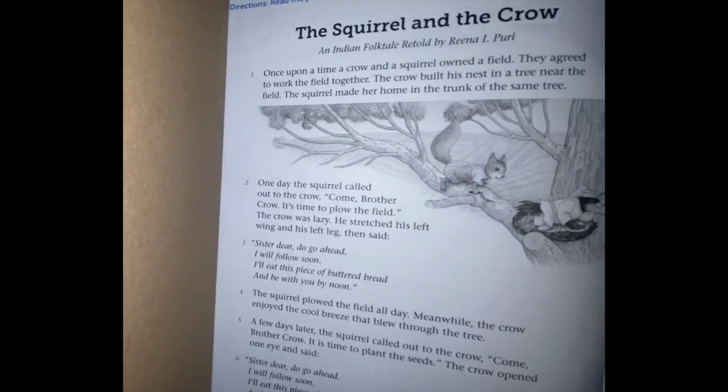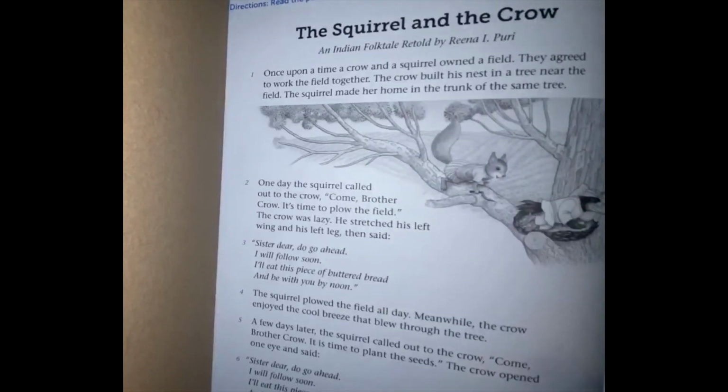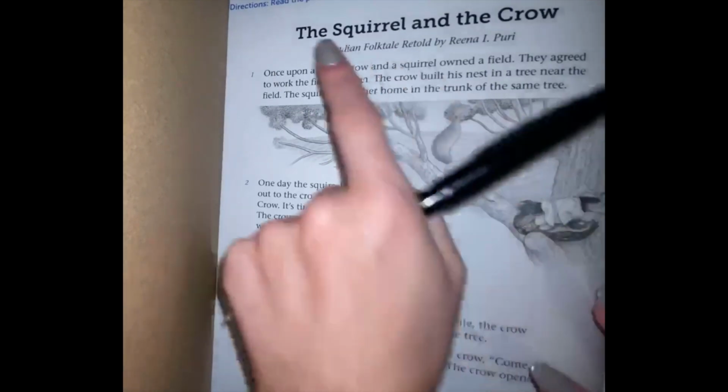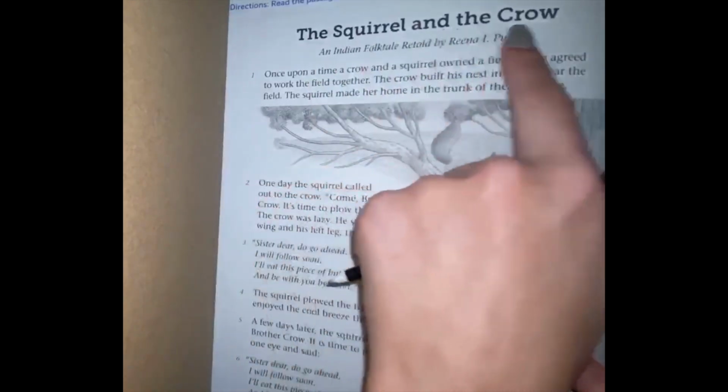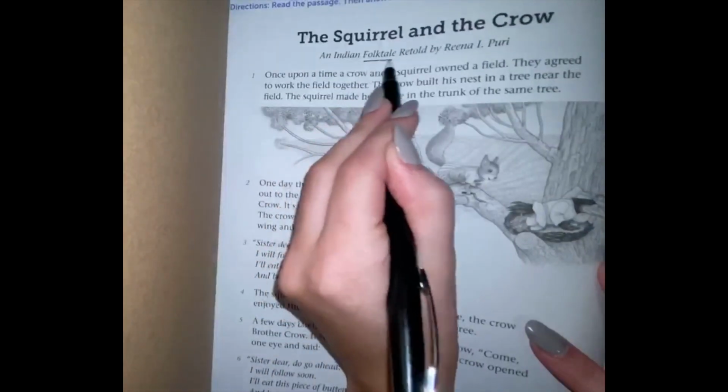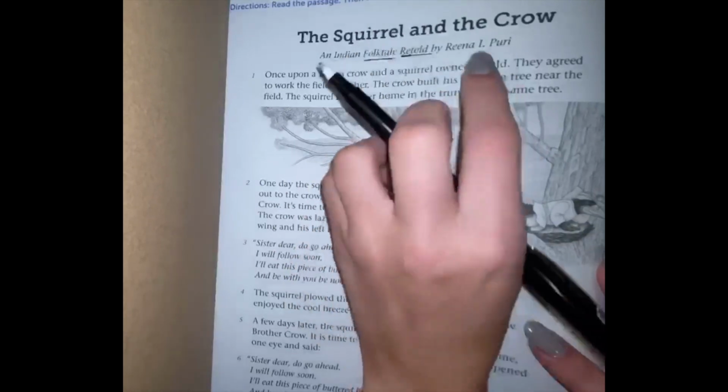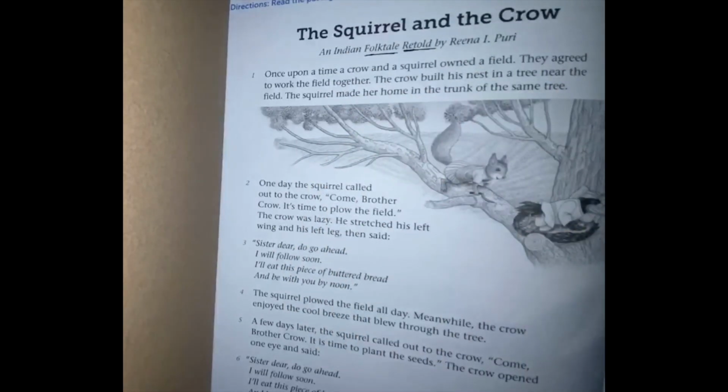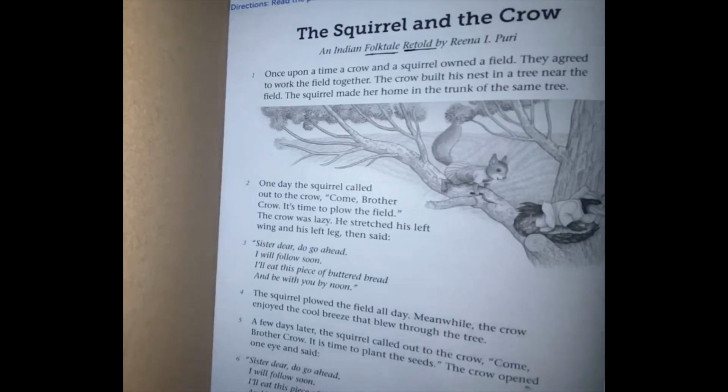We're going to look at the directions up top, and it basically just says to read the passage and then answer the questions that follow. So we're going to do just that. Our title again is The Squirrel and the Crow. This is an Indian folk tale, and it was retold by Reena I. Puri. If you do not know what a folk tale is, it's a really old story that has been passed on and told by many, many people. It was first told verbally, so it wasn't written down. It was just told and passed on word for word.